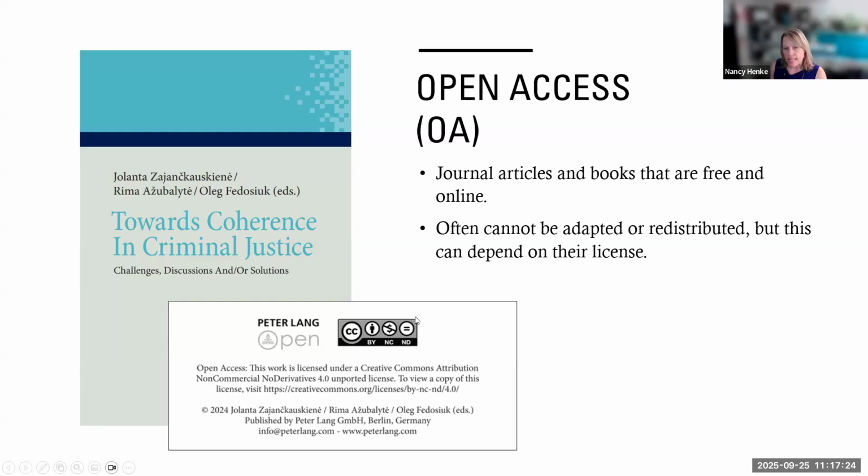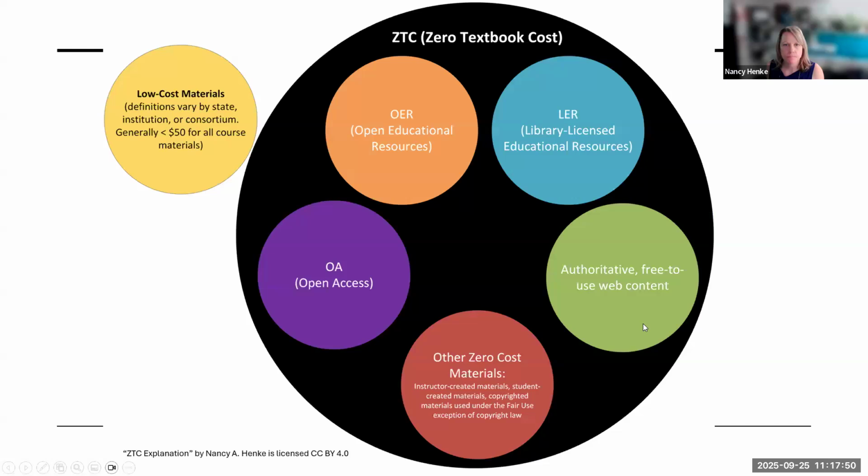But really what this means, the ND, no derivatives, is pretty common in something like an open access book, which means you can't fiddle with it, right? Remember, OER had the license that allows you to revise it. Open access tends to be things that are openly available. You can use and read them for free, but you can't change the content as you would with OER. Okay, so open access usually cannot be adapted or redistributed. So that's OA, open access.